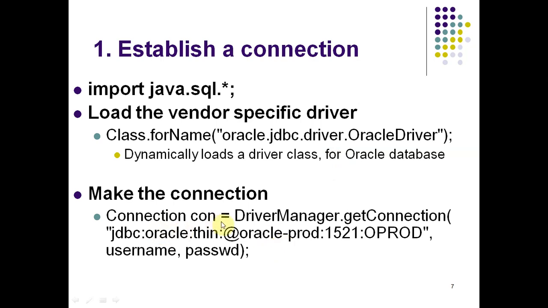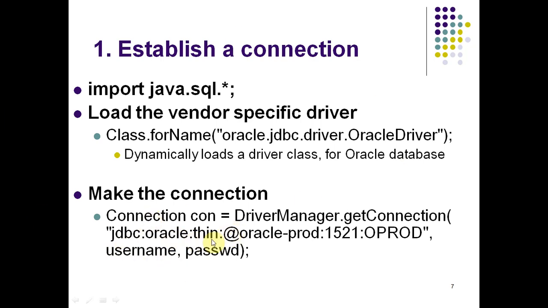Connection con is the object of the connection. Then we will write here DriverManager. Already we have loaded the driver, so we will write DriverManager.getConnection. This is the connection string: jdbc:oracle. In case of SQL, we will write accordingly.